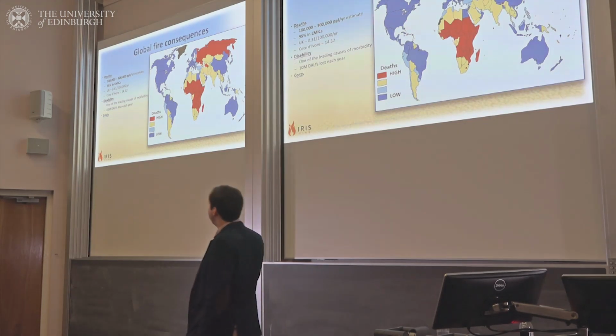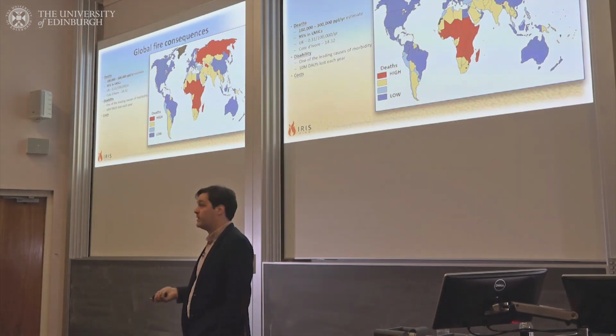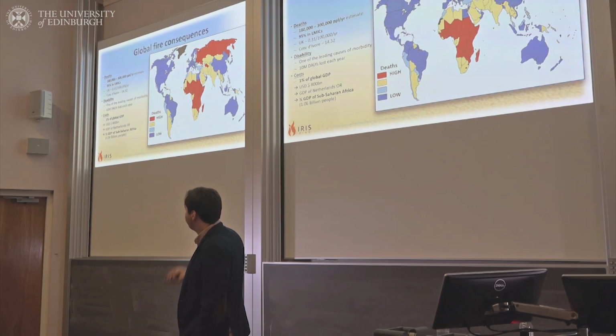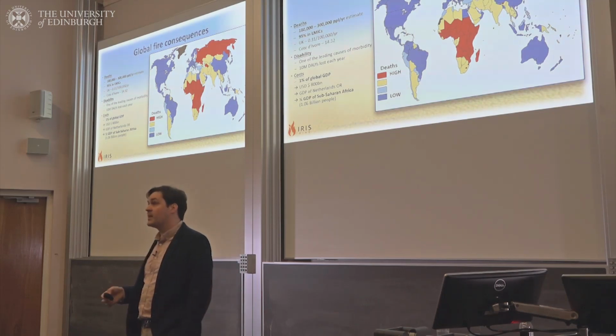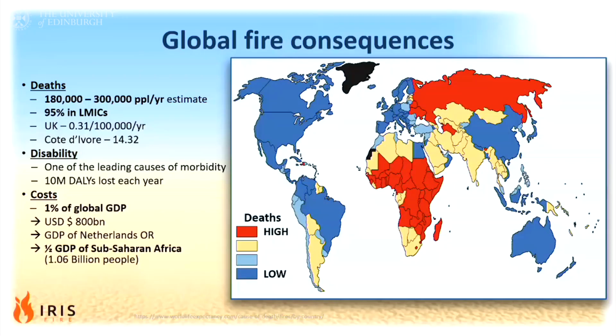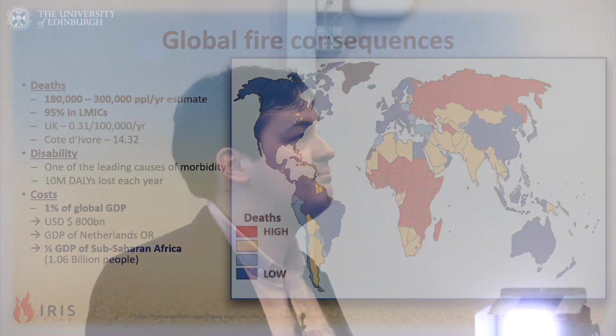So fire has a massive consequence to people, but it also has a massive consequence to the global economy. The cost of fire each year is about 1% of global GDP, which is about 800 billion US dollars, or half of the GDP of sub-Saharan Africa. So it's a massive consequence. Fire costs a lot of money, but it also has a lot of other consequences.